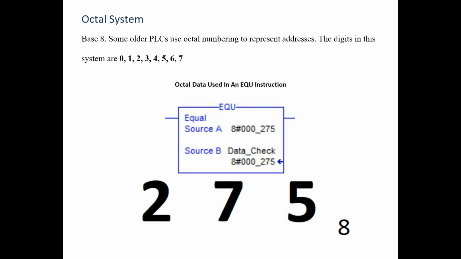Let's look at an octal number, 275. In the diagram, there is a picture of the number used in a ControlLogix PLC instruction. It is an EQU instruction. Below you see the number again, with the notation subscript, a little 8 to the lower right. In the instruction, you see a prefix of 8 and the pound sign ahead of the number. This is a common way of identifying numbering systems in PLCs, with the number of the base ahead of this hashtag.